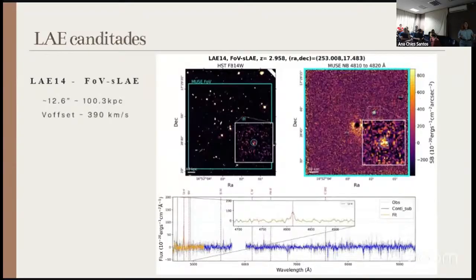Another case is Lyman-α emitter 40. It's a field-of-view strong Lyman-α emitter located about 100 kiloparsecs away from the quasar, in this direction. This is the quasar, just to remember. In the MUSE narrowband, you can clearly see one emitter galaxy here. And again, this is a beautiful Lyman-α spectrum.